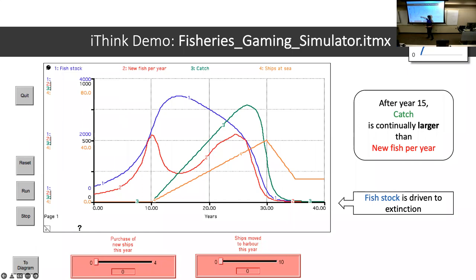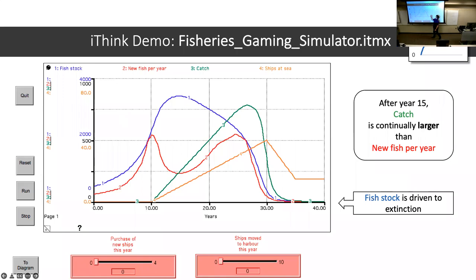And the catch climbs, and we can look at the new fish per year, which is this line two. So long as line two, the red line, is above line three, the green line, the fish keep growing. But at the instant where they touch, and line three, the catch, becomes more than line two, the replenishment rate, you notice at that instant the fish stock stops growing and starts declining. Now, the fishermen can't see that. All they can perceive is the catch per ship.